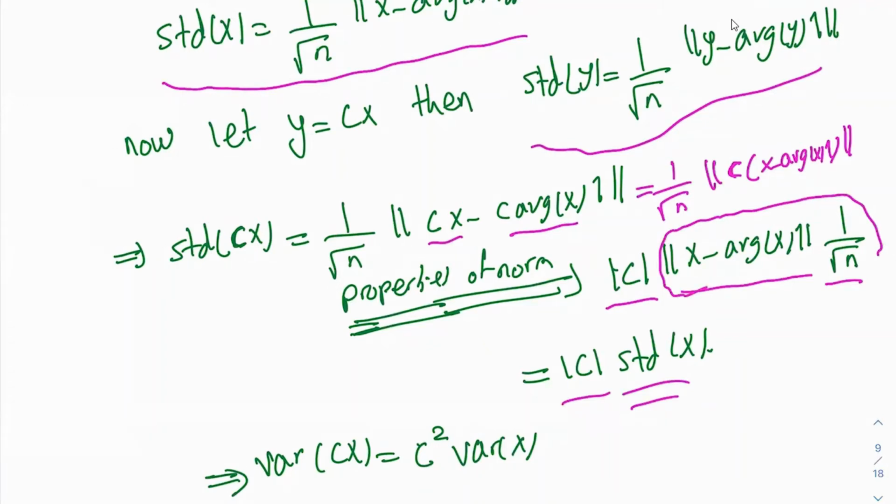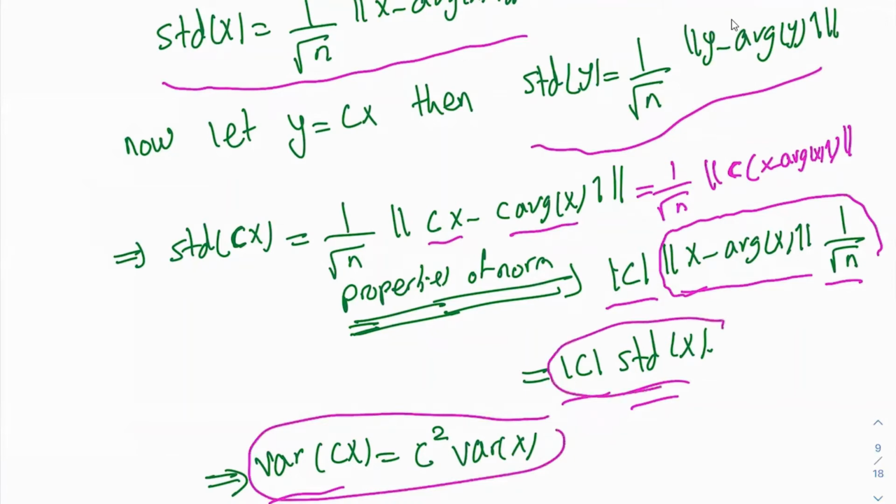But that constant is not necessarily positive. And squaring this will give you the variance. So multiplying a vector by a constant will multiply the variance of that vector by the constant squared. Okay. Perhaps we can make this one number 9, and we can make this one number 2.